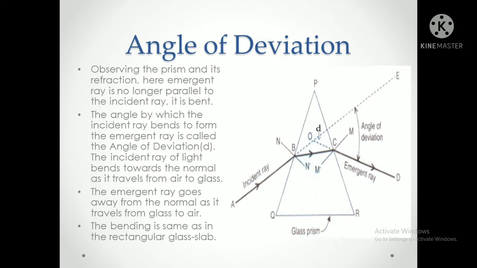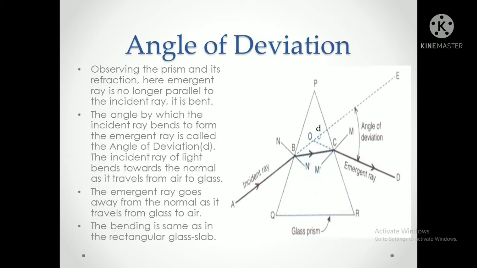So that angle is known as the angle of deviation. It is the angle by which the incident ray bends to form the emergent ray. The incident ray will bend to form the emergent ray, and that is known as the angle of deviation.